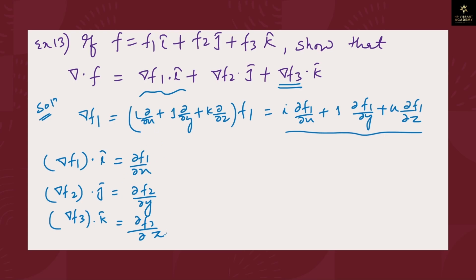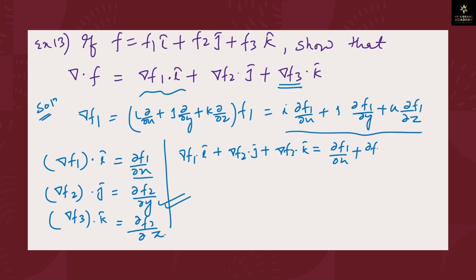So let us place these values in this one. So we have del f1 dot i cap plus del f2 dot j cap plus del f3 dot k cap. So this is equal to ∂f1/∂x plus ∂f2/∂y plus ∂f3/∂z. This is nothing but the divergence of f.